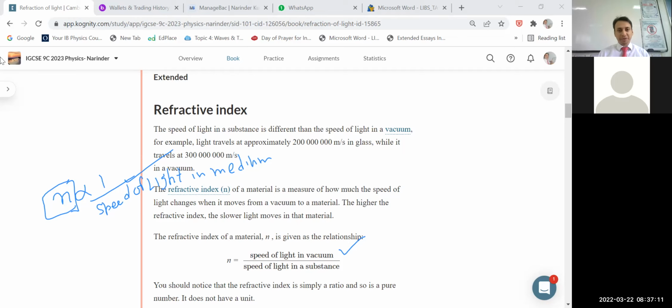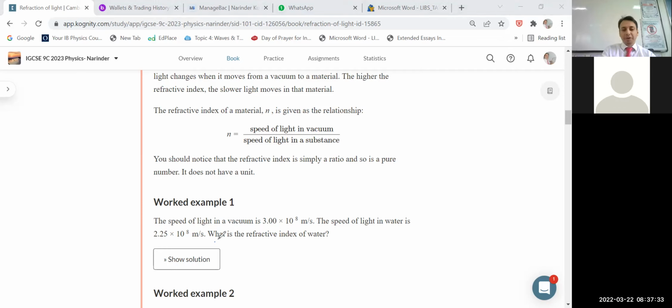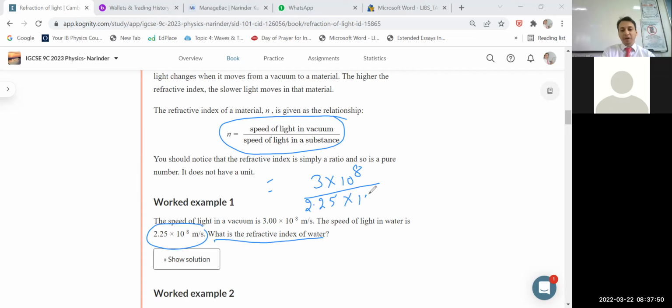Now, let us take one example, children, then we will end our class. Look at example number 1. In this example, the speed of light in vacuum is there. The speed of light in water is 2.25 times 10 to the power 8 meters per second. What is the refractive index of water? You have to calculate the refractive index, children. The refractive index equation is this one. You use the speed of light, 3 times 10 to the power 8, divided by the speed of light in the substance, which is given as 2.25 times 10 to the power 8.